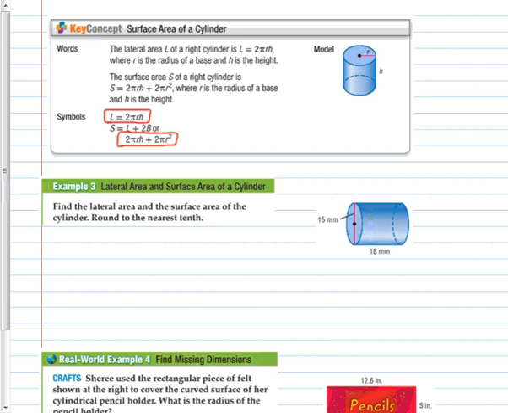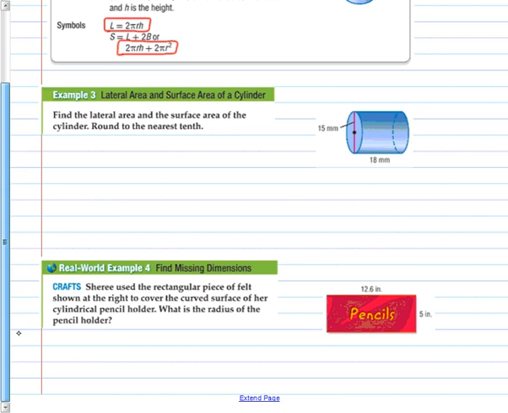Find the lateral area and surface area of the cylinder. Round to the nearest tenth. So lateral area, I know it's 2 pi r h. Write it down again. Every time you do that in your homework, you will begin to memorize that, and then it sounds familiar and you know exactly what to do. 2 times pi times, do I know my radius? 7.5. Make sure you identify what the radius happens to be.